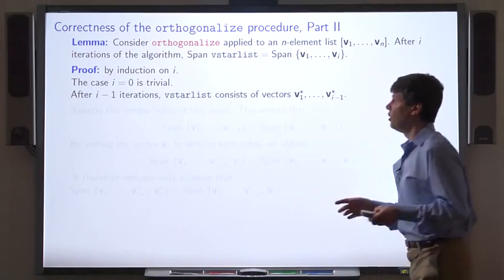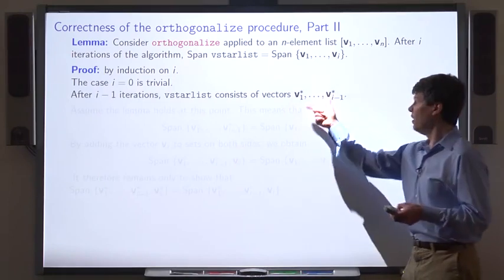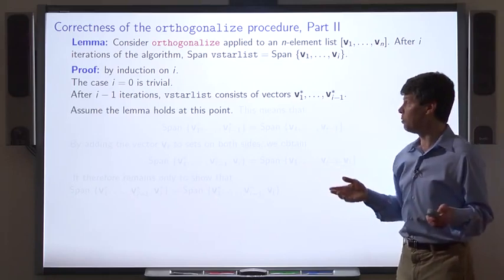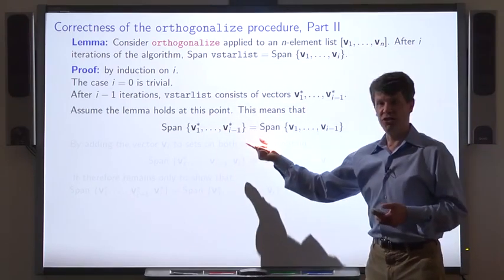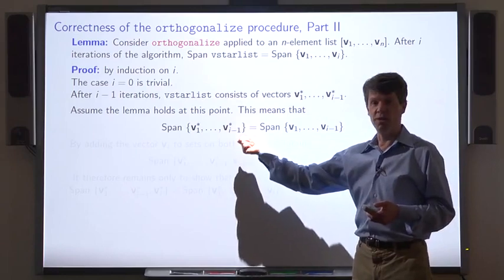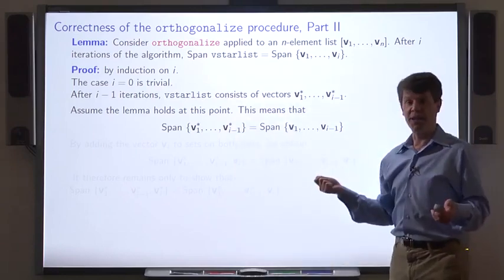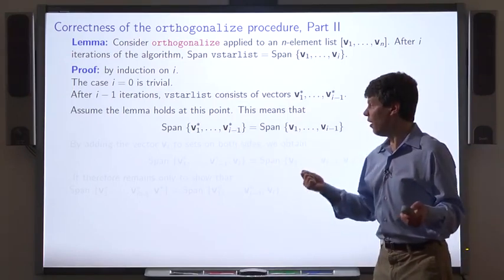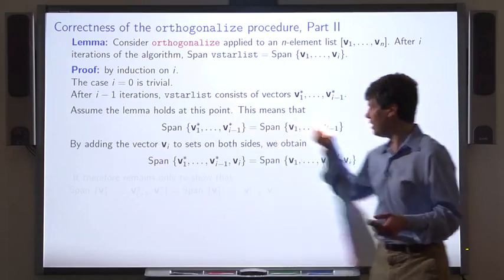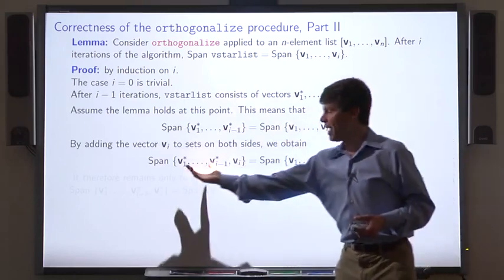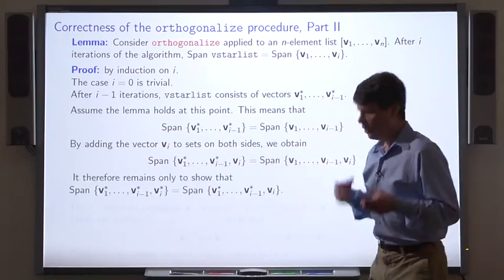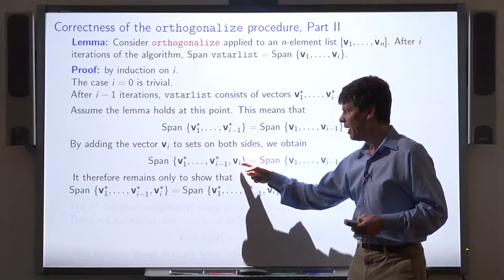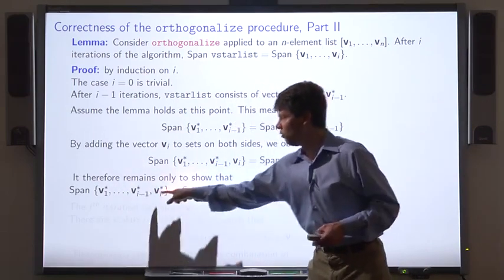After i-1 iterations, v*-list consists of the vectors v1* through v(i-1)*. Now, assume the lemma holds at this point. That means that the span of these vectors, v1* through v(i-1)*, equals the span of the first i-1 vectors in v-list, v1 through v(i-1). Now we take the vector vi, we insert it into both of these sets. Well, the span of this set is still equal to the span of this set. So what we need to show is that the span of v1* through v(i-1)* together with vi equals the span of v1* through vi*.